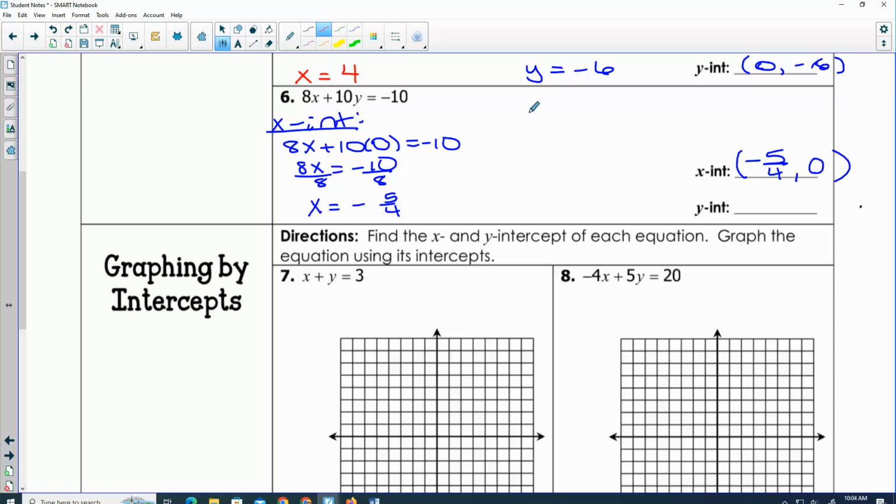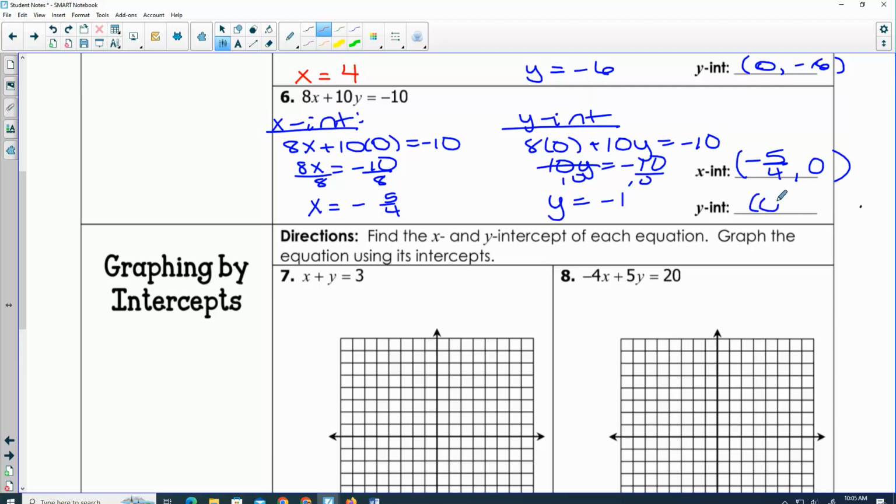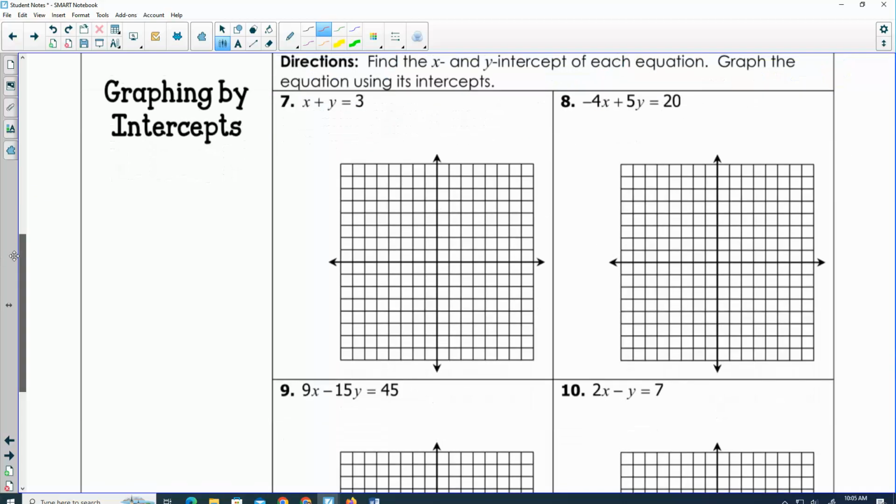Okay, y-intercept, our x's are 0. So we get 10y equals negative 10. Divide, and that's negative 1. So x is 0, y is negative 1. All right. I want to do just a couple more. And this time I'm going to add one more step. We're not only going to find these, we are going to use them to graph.